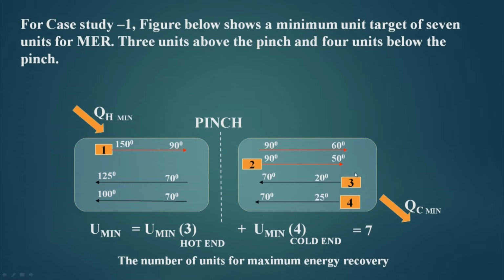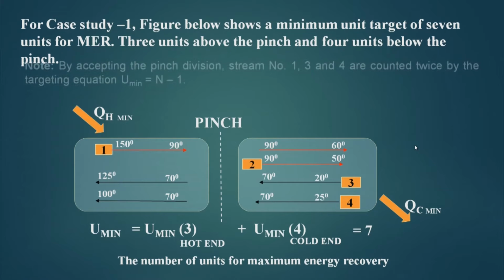If I apply the units target here, there are 4 process streams and 1 utility stream, which makes it 5 minus 1, which is 4. So, 3 plus 4 is equal to 7, and here no heat is passing through the pinch, and hence this is a MER design, a maximum energy recovery design.